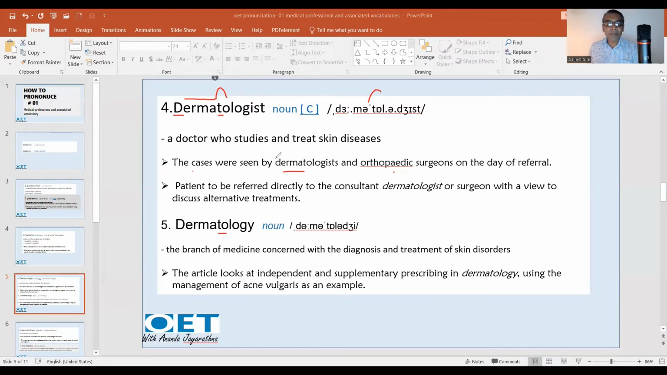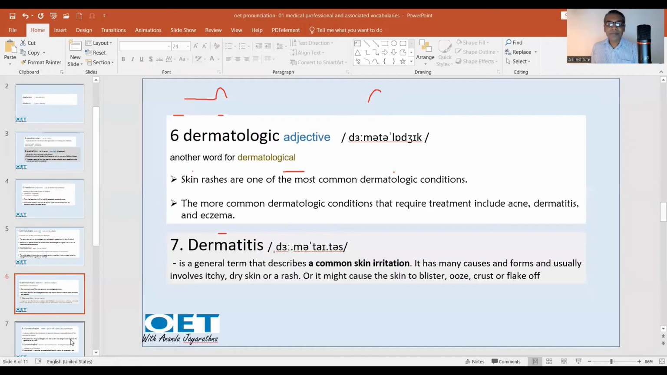And the next example is again another word relating to dermatology. So we can say dermatologic. Relating to dermatology, චර්ම රෝග විද්‍යාව සම්බන්ධෙන්, we can say dermatologic.